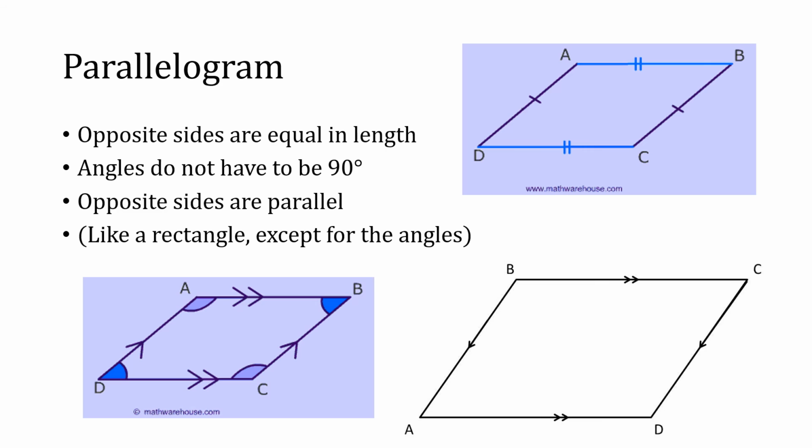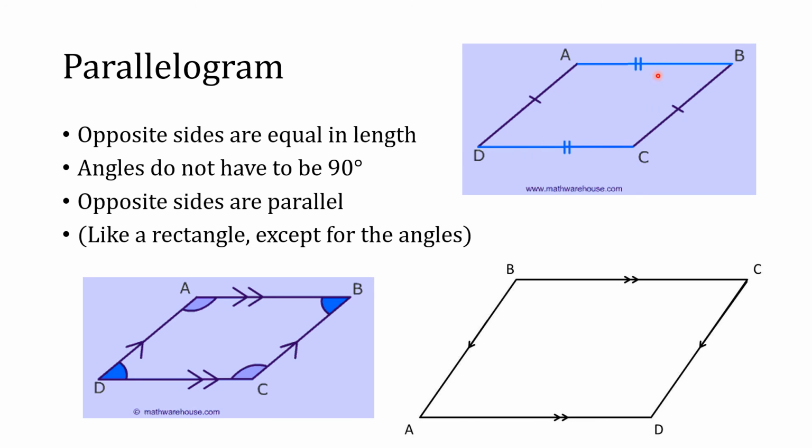Now this one is similar, the same way that a rhombus is similar to a square, the parallelogram is similar to a rectangle. So opposite sides are equal in length, just like a rectangle. And I've got a few different diagrams here just because they show things in a couple different ways.